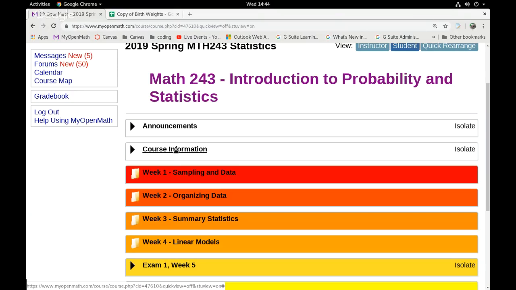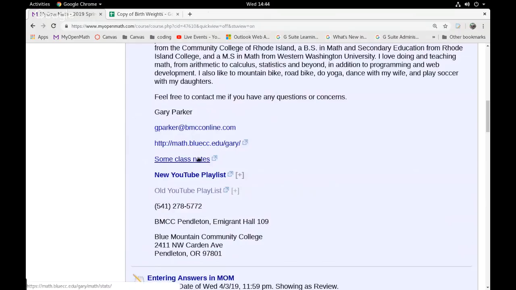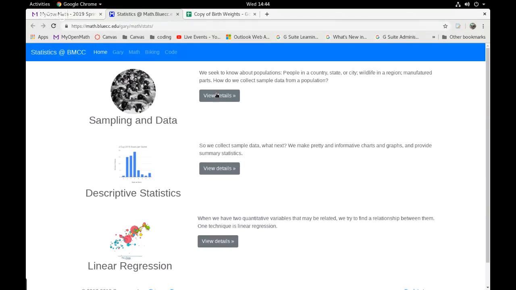Places to go for review, well, under course information, there's the link to my notes page. And so this is part 1, sampling and data, part 2, descriptive statistics, and now part 3, linear regression. So you could take a peek at what I thought the highlights and some of my examples were there.